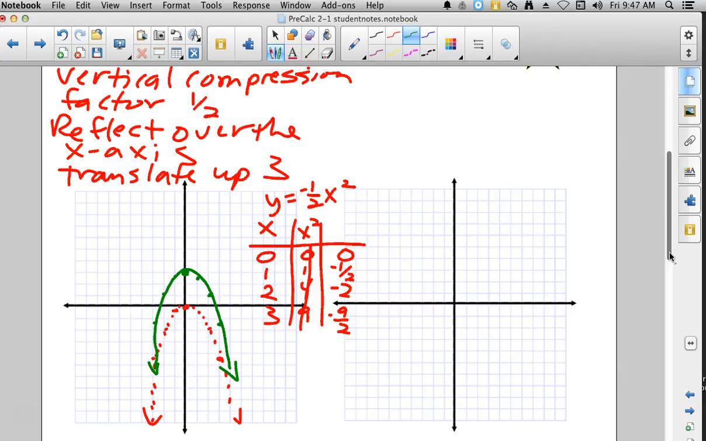Like I said, usually it goes faster than that where you're not necessarily having to write down the little table as you go through it, where you're thinking, okay, they always used to come out to 0, 1, 4, 9. If I just multiply that by negative 1/2, I'll have my new points. But we also graph a lot of things in pre-calculus, so it's possible that you might need to make a table when you go through those.